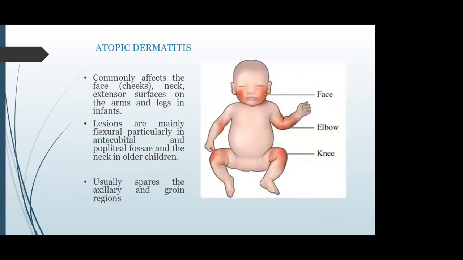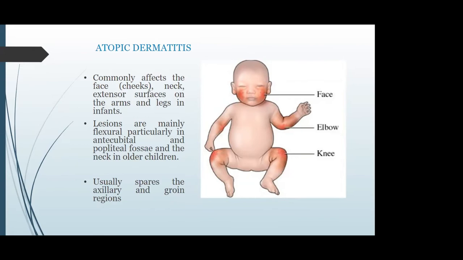Okay, so how does atopic dermatitis usually present? It's very common in infants, our newborns and children less than 1 year. It very commonly affects the face, around the cheek area, the neck, and the extensor surfaces of the arms and the legs in the infant. You can see the diagrammatic representation of what I'm talking about. What I mean by extensor surfaces are the skin covering the joint areas, either the elbow joint or the knee joint, helping stretching our arms. These are the areas where you find atopic dermatitis.